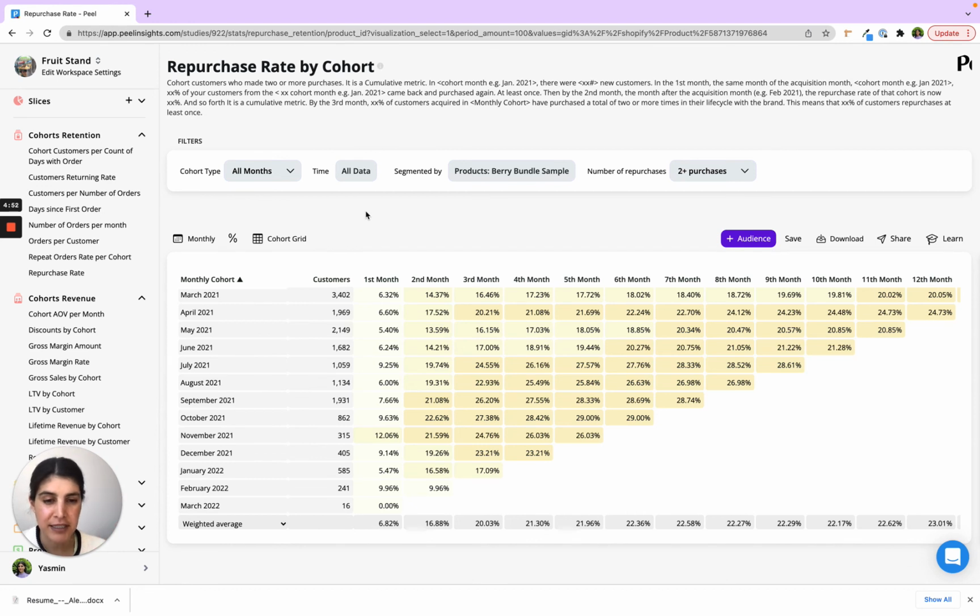Because obviously the customers that come back and buy are ultimately going to impact the lifetime value, since the lifetime value of your customers is dependent on how much people spend and how often they come back and purchase. So this is a great metric to look at.